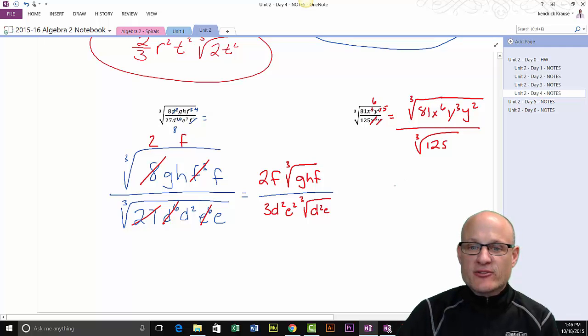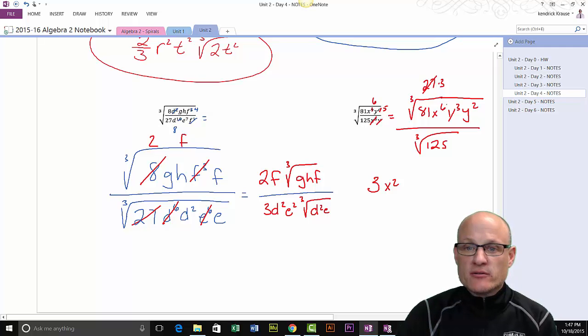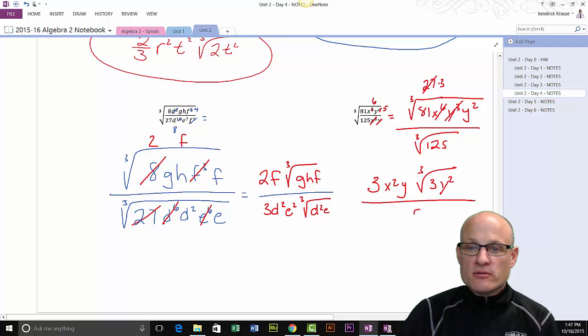Well, my final answer then is, let's see, the cube root of 81. Oh, no, we don't know the cube root of 81. Shouldn't have left it as the cube root of 81 because it's really 27 times 3. So the cube root of 27 is 3. x squared y cube roots of 3y squared all over 5, because the cube root of 125 is 5.